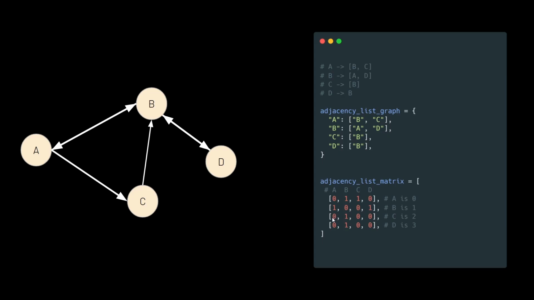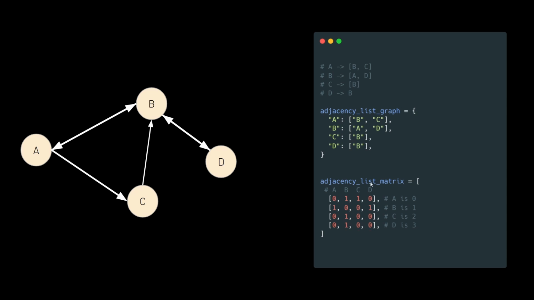Now coming for the C, from C to A there is no edge. From C to B there is an edge, and from C to C there is no, and from C to D also there is no edge. Now for the D, from D there is no edge to A, there is an edge to B, so it is 1, and from D to C it is 0. From D to D there is no edge, therefore it is also 0.